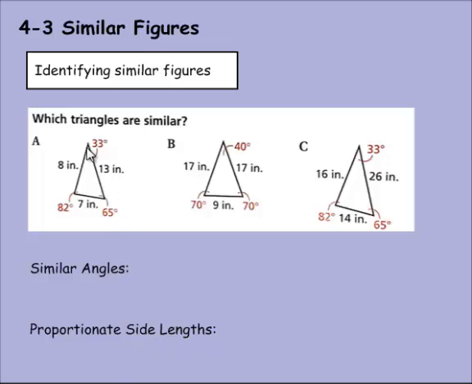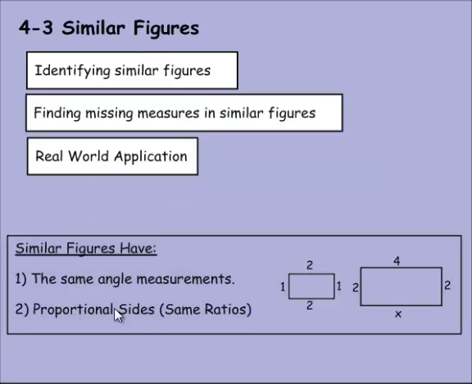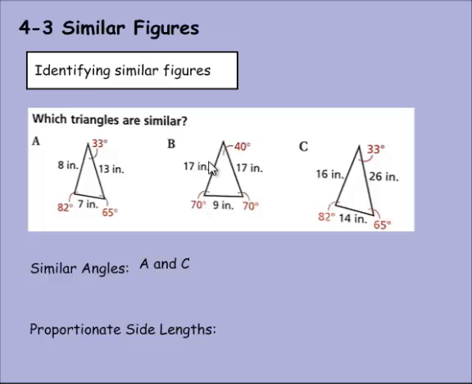So first we have this triangle A, 33, 65, and 82. Well, first thing I notice is that this 33 does not match up with this 33 degrees. But it does match up with this. Same thing with the 65 down here. It does not match up with the 70, but the 65 over here it does. 82 and 82. So the similar angles would be A and C. So since similar figures have to have the same angles and proportional sides, I know that A and B cannot be proportional. But A and C right now are on the right track.